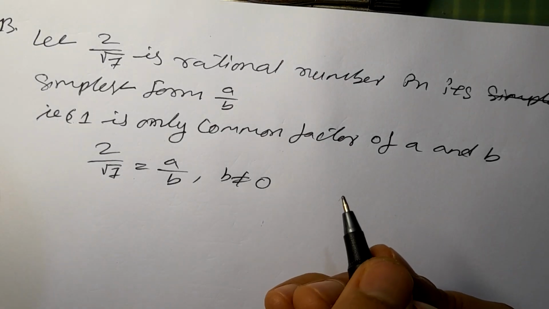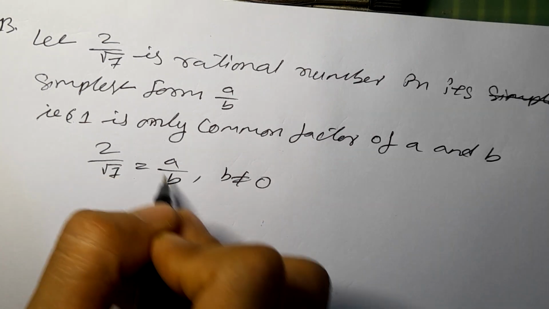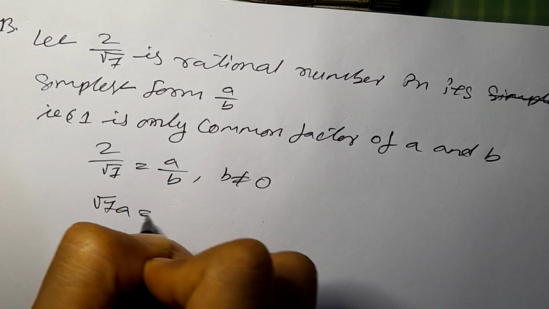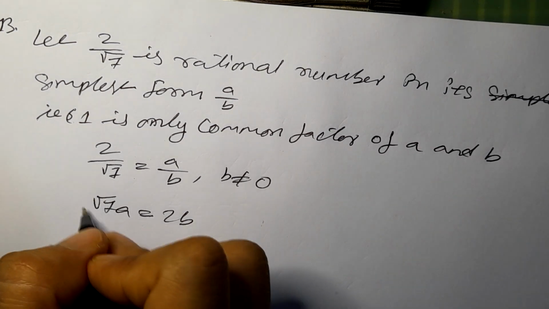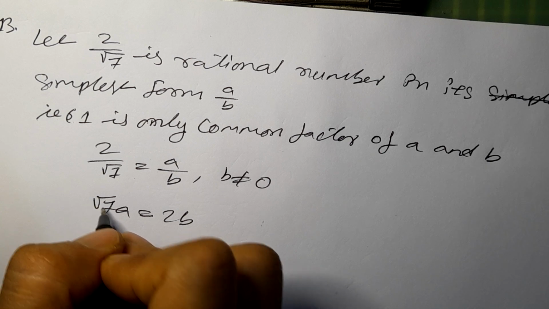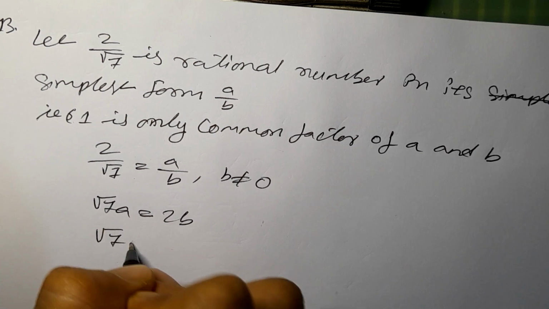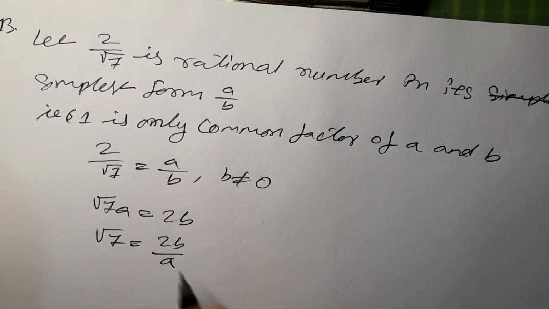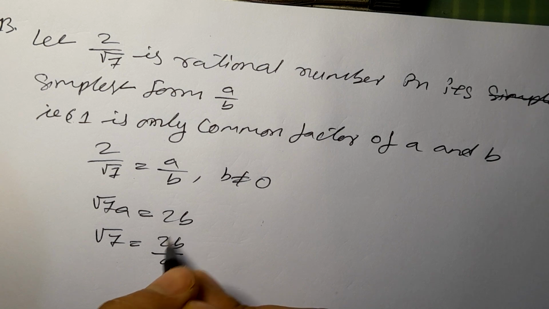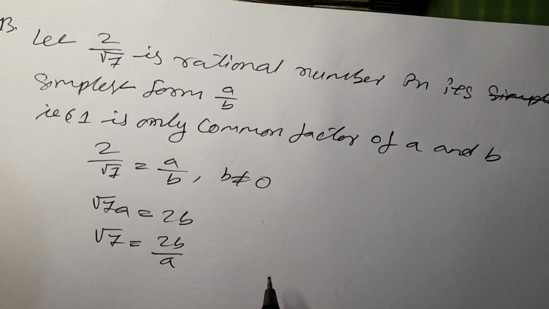Here also we have to keep the root on this side and take the rest to the other side. Therefore we do the cross multiplication. So it will be root 7a is equal to 2b. Since root 7 and a are multiplied, it will be divided. So root 7 is equal to 2b by a. Now it is in the form of a fraction, so it is a rational number. Since it is rational, root 7 is also rational, but root 7 is given as irrational, therefore it contradicts our assumption.